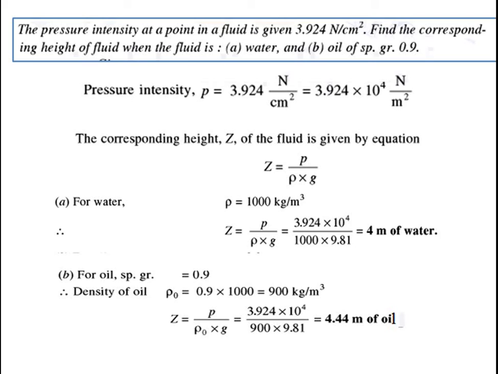Thus the corresponding height Z of the fluid is given by Z is equal to P divided by rho g. For water, rho is equal to 1000. Therefore, Z is equal to P divided by rho g, which is 4 meter of water. For oil, 0.9 is the specific gravity, so density is equal to 900 kg per meter cube. So Z is equal to 4.41 meter of oil.